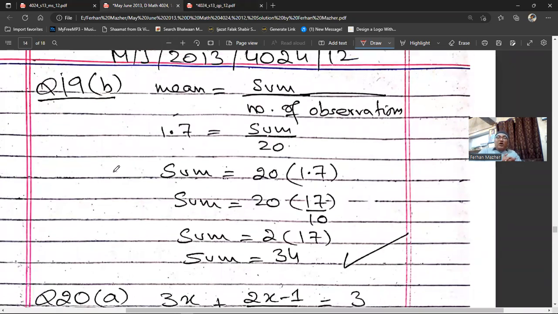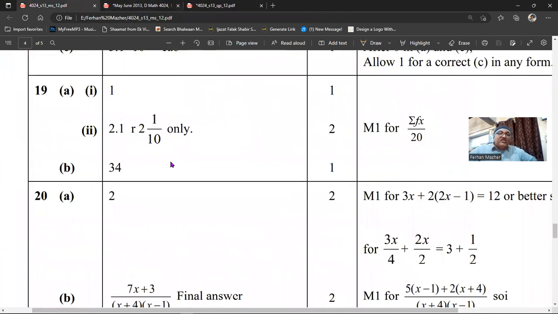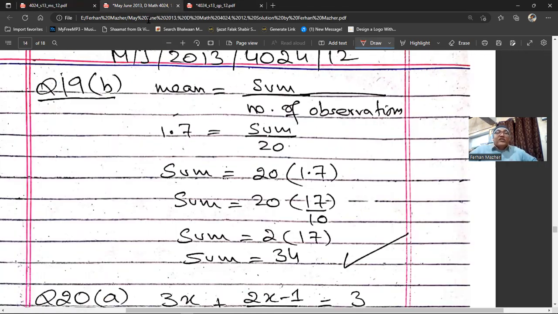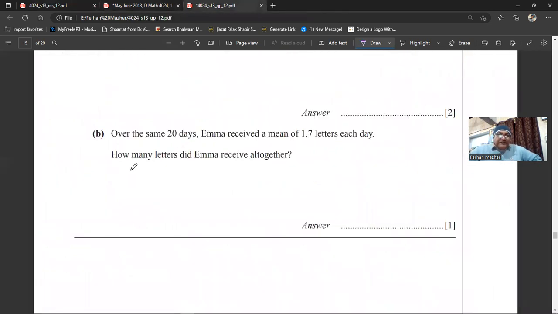The mean is equal to the sum divided by the number of observations. So the mean is 1.7, the sum is the question, and the number of observations is 20 because there are 20 days. So the sum will be equal to 1.7 multiplied by 20, that will be 20 into 17 by 10, 10 and 20 will be cancelled, that will be 2. So 2 into 17, that is 34. So the total letters she received is 34. Our answer is right. The solution, question number 19, B part, is showing up on your screen.